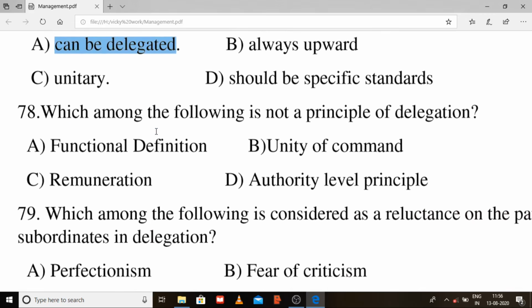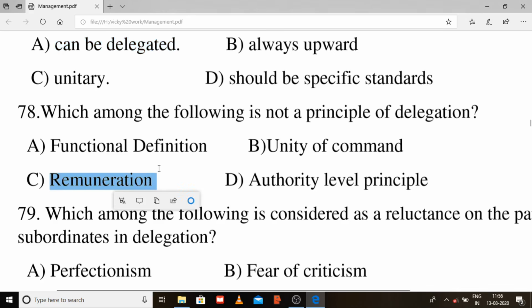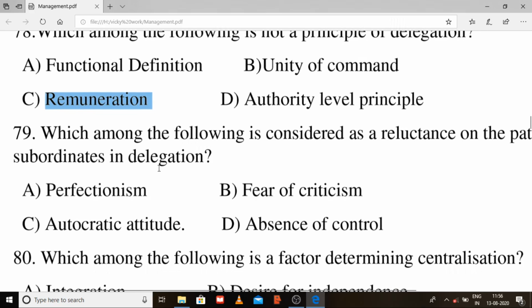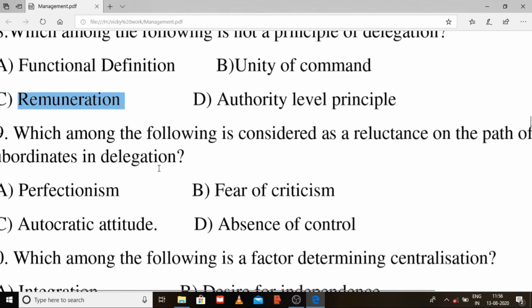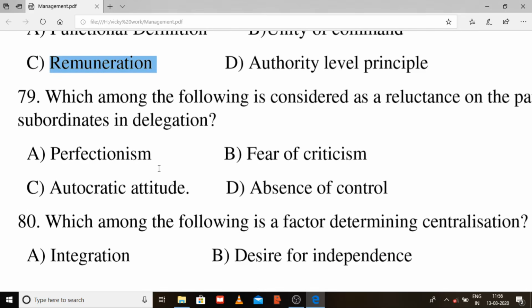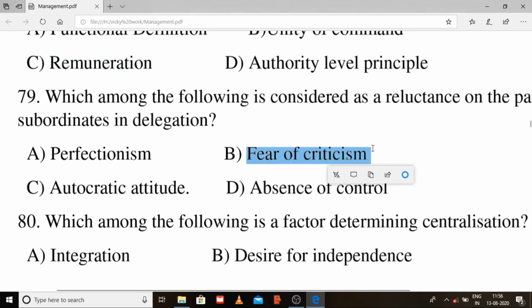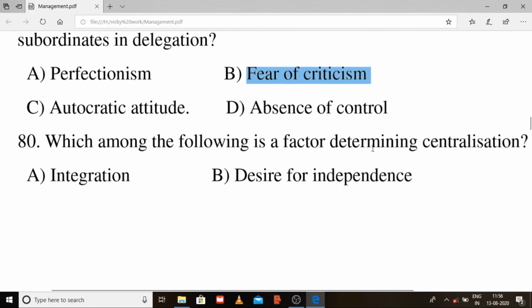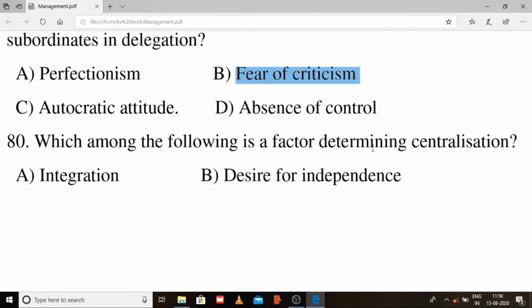78. Which among the following is not a principle of delegation? Obviously remuneration ये फंक्शन नहीं है डेलीगेशन का. 79. Which among the following is considered as a reluctance on the part of subordinates in delegation? Fear of criticism. 79. Option B. 80. Which among the following is a factor of determining centralization?